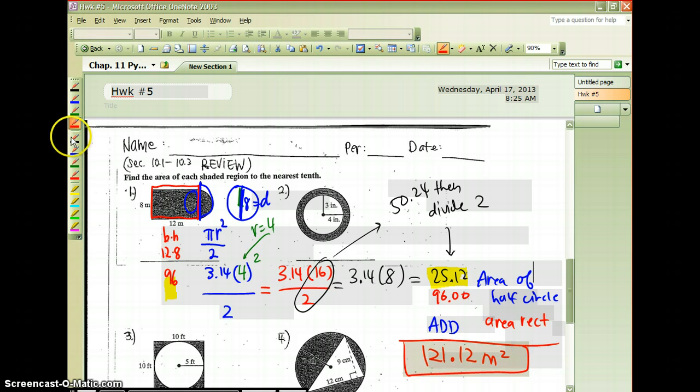So my final answer for number 1 is this highlighted blue answer here, 121.12 meters squared. That's the area of the shaded portion. I had a rectangle shaded and a half circle shaded.